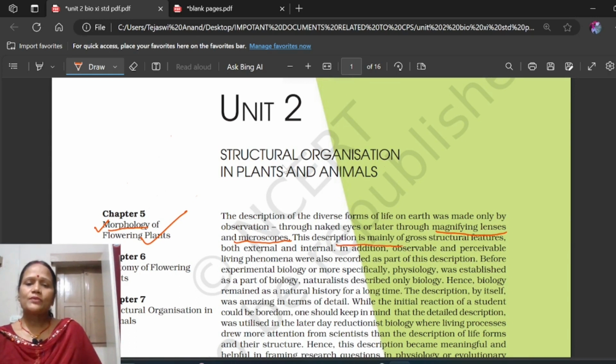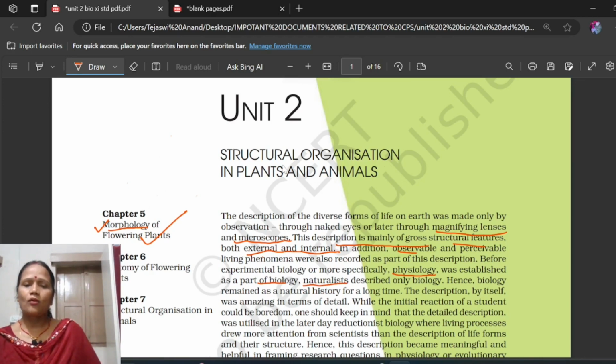So the description is mainly of gross structural features, both external and internal. So we have to study an organism in an external way and in an internal way also. In addition, observable and perceivable living phenomena were also recorded as part of description, before experimental biology, or more specifically, physiology, was established. I have also discussed what we study in physiology as a part of biology.